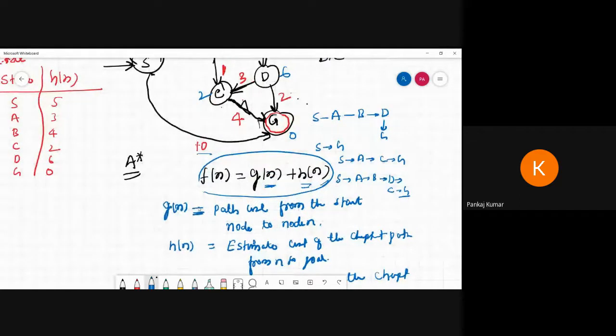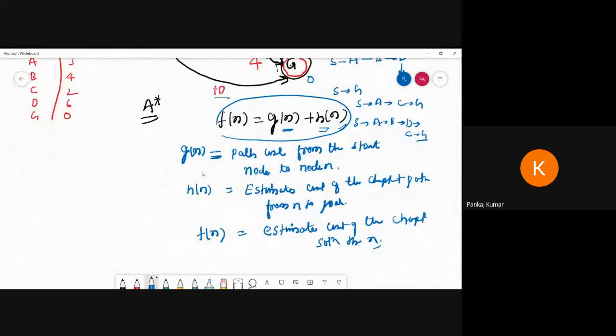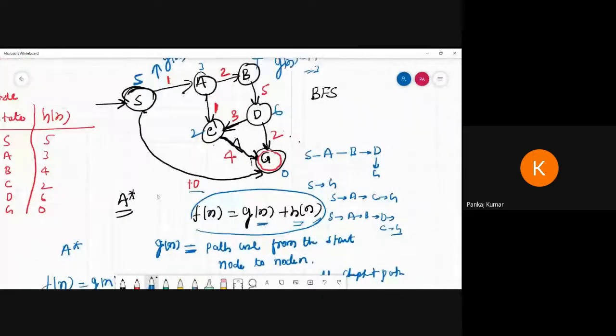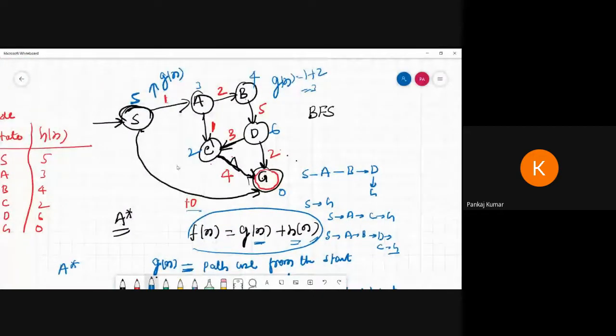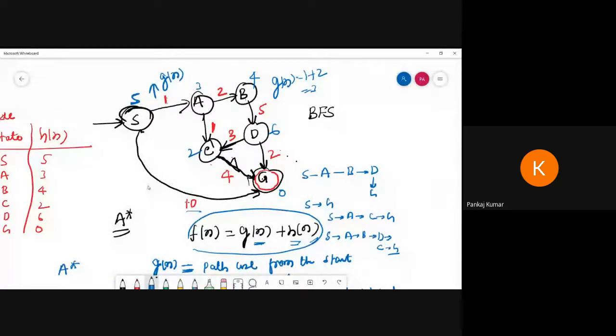Now see, basically A star has this function f of n equal to g of n plus h of n. So when I explore each and every node for the first time, and we travel from one node to a different node, that means we travel from S state to the A state. Every time I calculate the function f of n. Then how do we calculate f of n? g of n plus h of n.